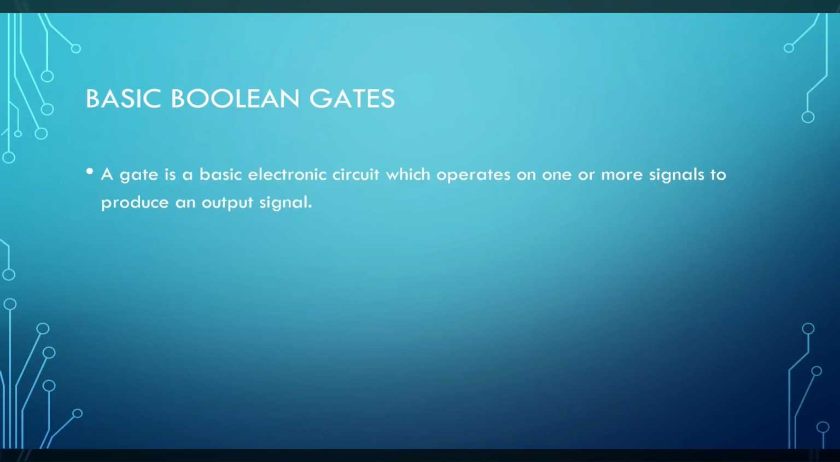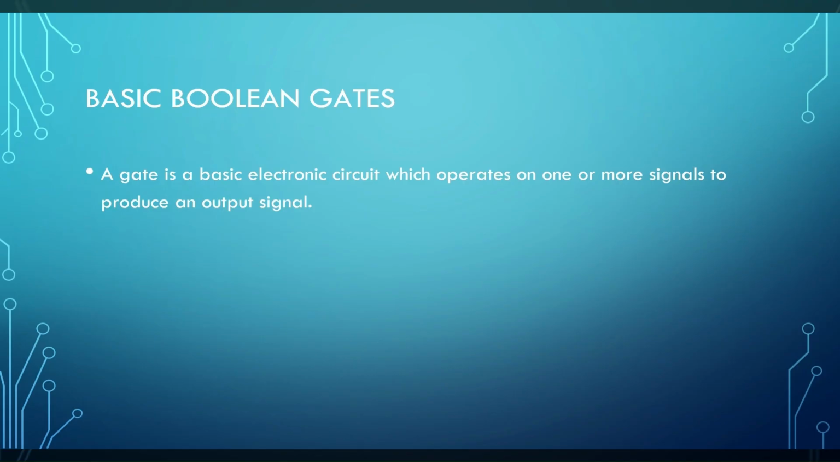But before that, we will see the definition of a gate. A gate is a basic electronic circuit which operates on one or more signals to produce an output signal. See, we are giving input to a device, which is basically an electronic device, and we are getting an output from that device. So that is basically a gate.